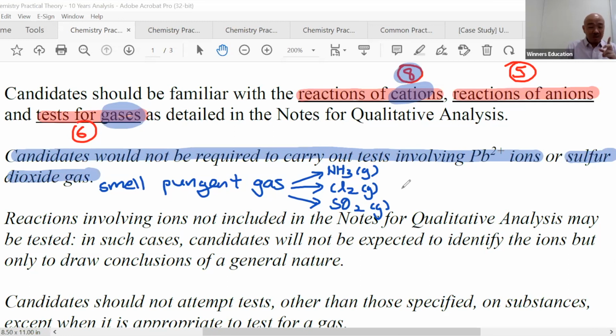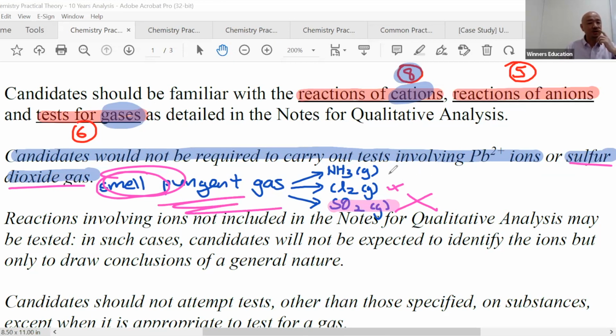But I'm very sure that this will not be tested. It's a strong pungent smell; if you ever smell it in practical, it will never be this, because it's toxic. They say no need to carry out tests for this. They will never set a question to let you test for sulfur dioxide gas. So never ever put sulfur dioxide as the answer. And actually, chlorine is also very unlikely because chlorine gas is not good to inhale. So every time I smell pungent, I'm actually very sure close to 100% of the time it is ammonia. In practical, everyone okay? Make sense?